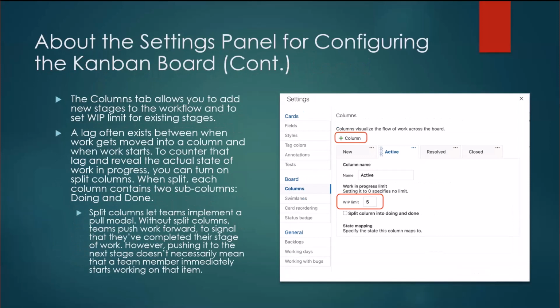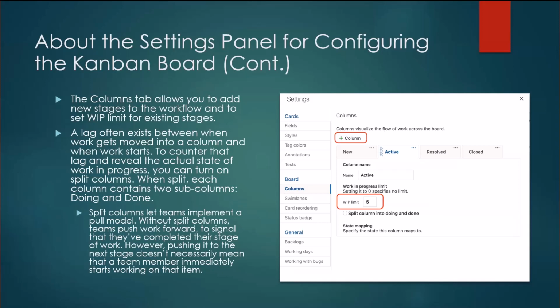The columns tab allows you to add new stages to the workflow and set WIP limits for existing stages. A lag often exists between when the work gets moved into a column and when work actually gets started. To counter that lag and reveal the actual state of work in progress, you can turn on the split columns feature. When this feature is enabled, each column contains two subcolumns, doing and done.